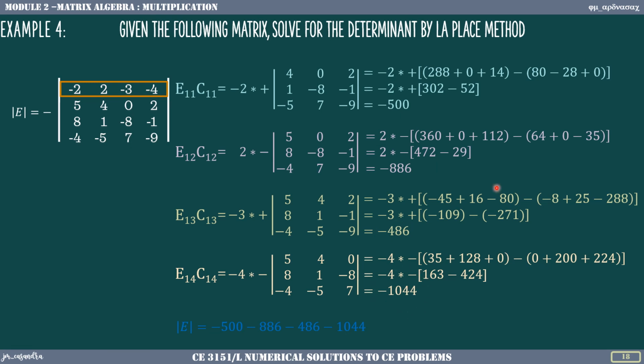So adding up our computed products, negative 500, negative 886, negative 486, negative 1044. We can now solve that the determinant of matrix E is equal to negative 2916, which is the same as our computed determinant in our discussion for the example 4 by pivotal element method.